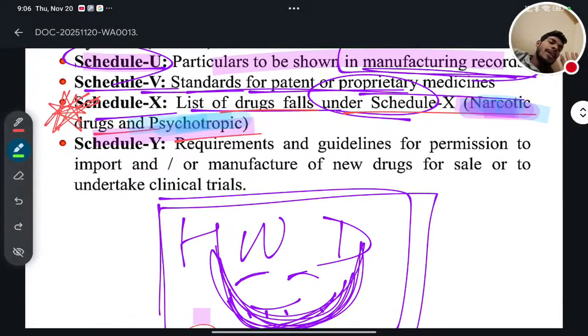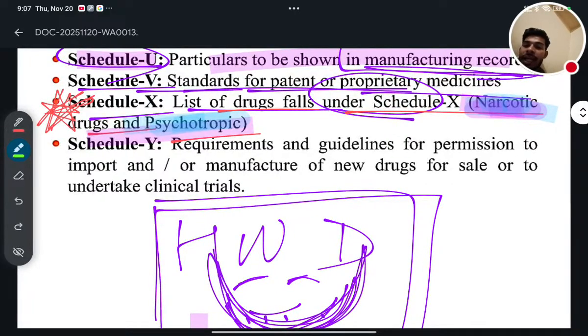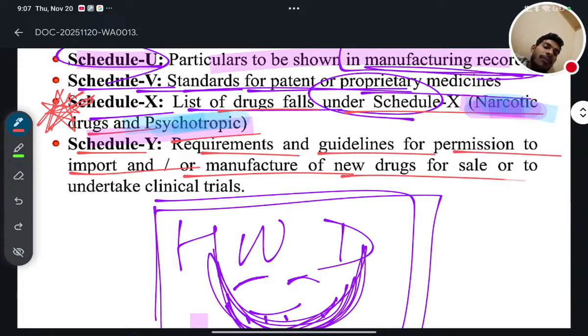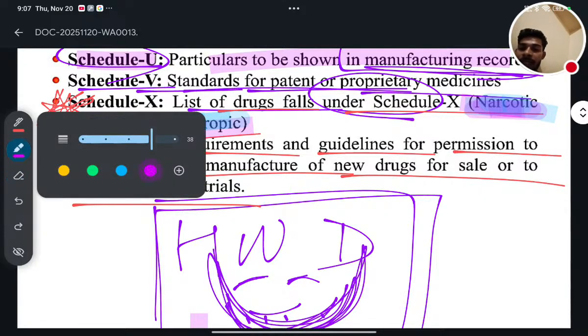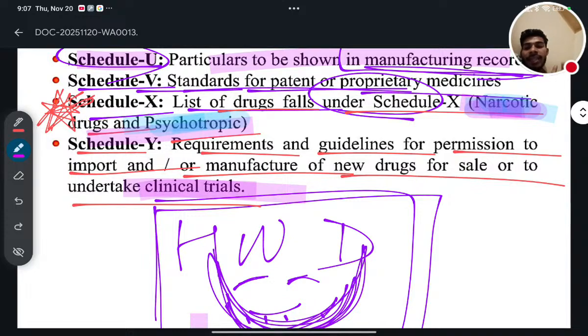Schedule Y. For Schedule Y, simply remember clinical trials. It was implemented in 2013 and 2014. Schedule Y gives requirements and guidelines for the permission for import and manufacture of new drugs for sale or for undertaking clinical trials. Whenever you see Schedule Y, you have to remember clinical trials.